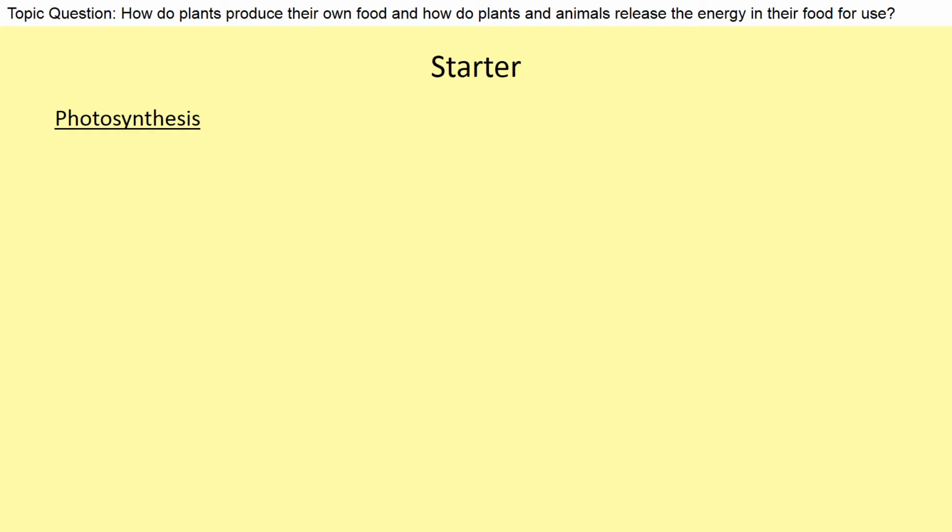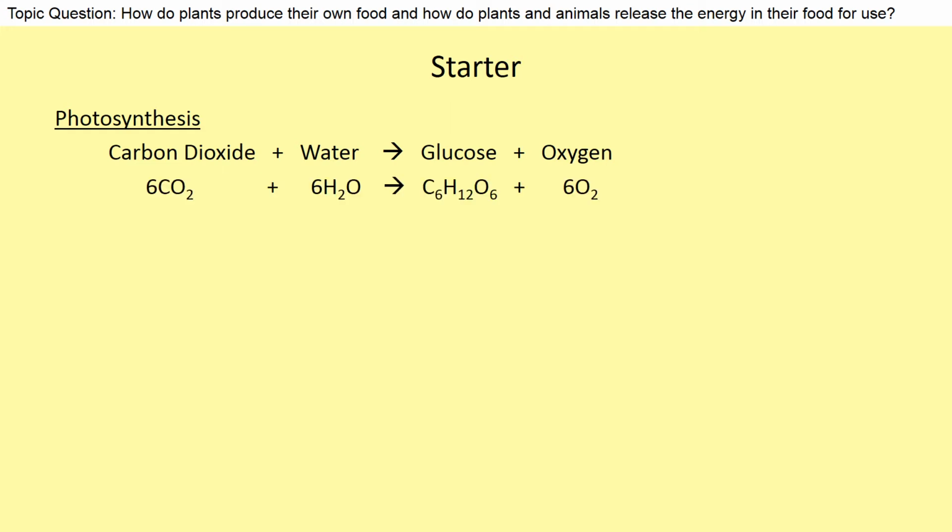Let's start with photosynthesis then. So for photosynthesis, check what you've got written down. Hopefully you have carbon dioxide plus water making glucose plus oxygen. And the simple equations for those: carbon dioxide is CO2, water is H2O, oxygen is O2. I'm sure that you know all of those.